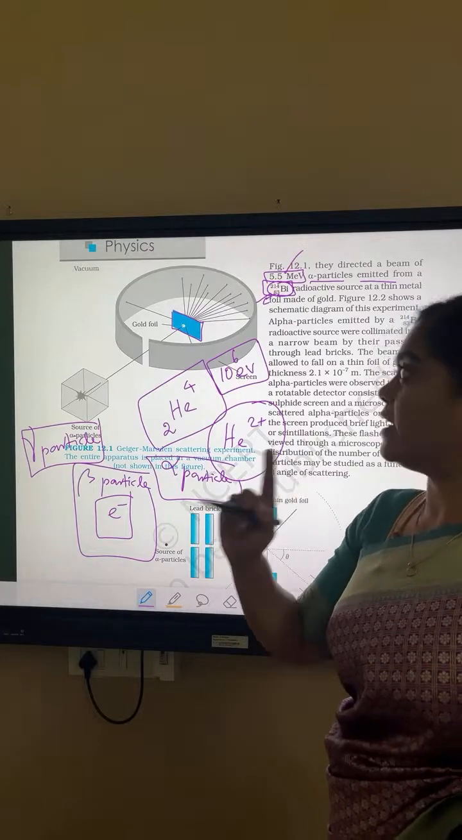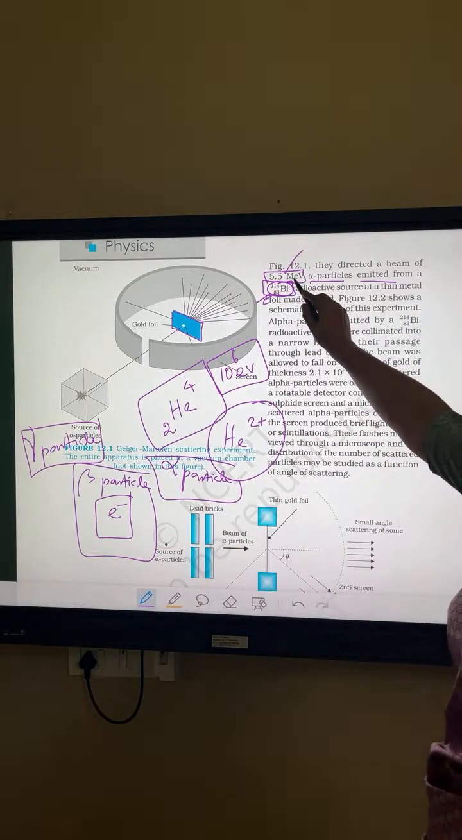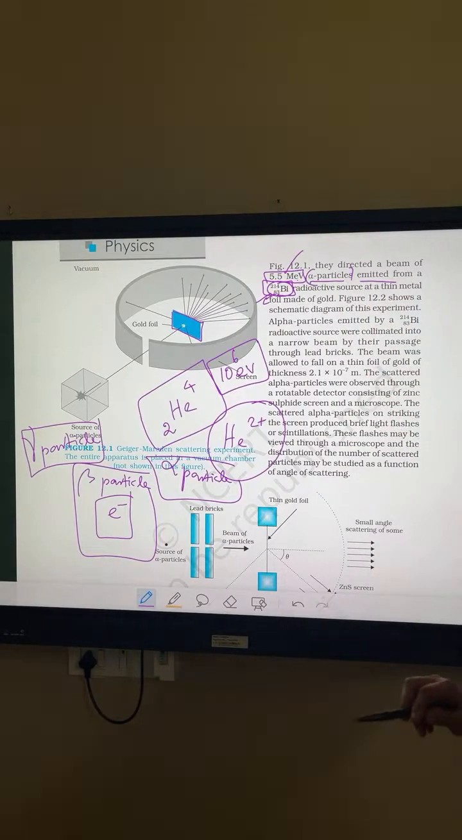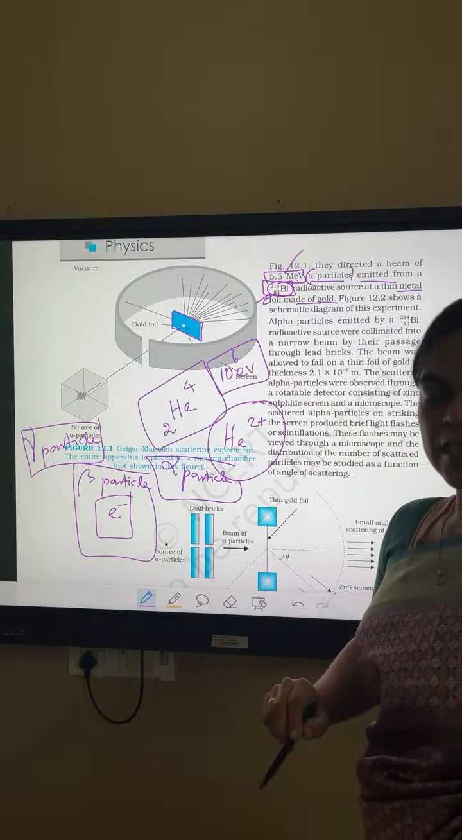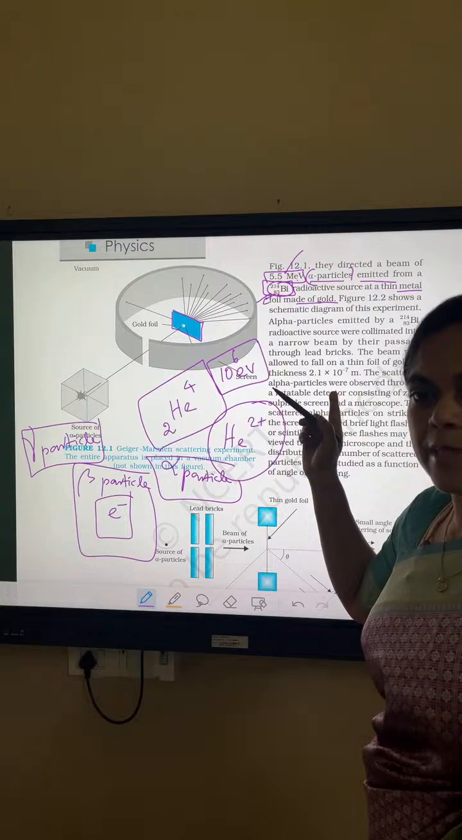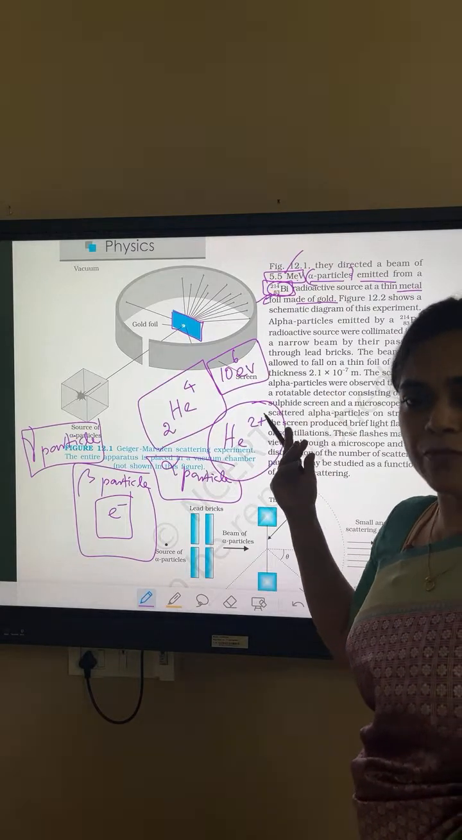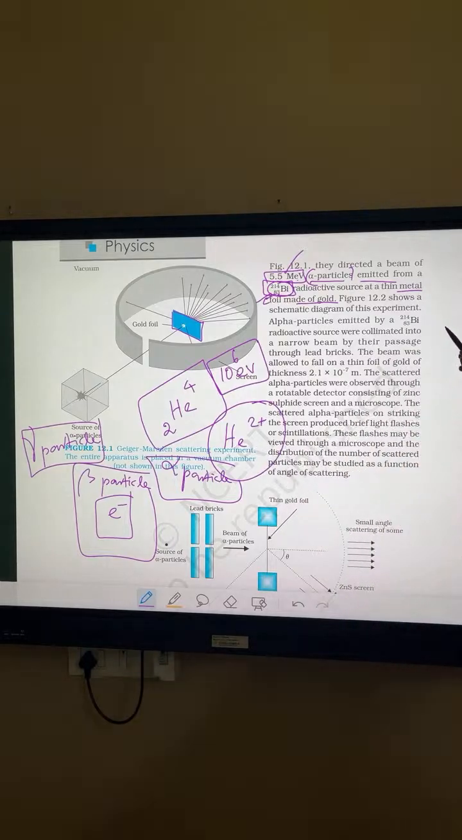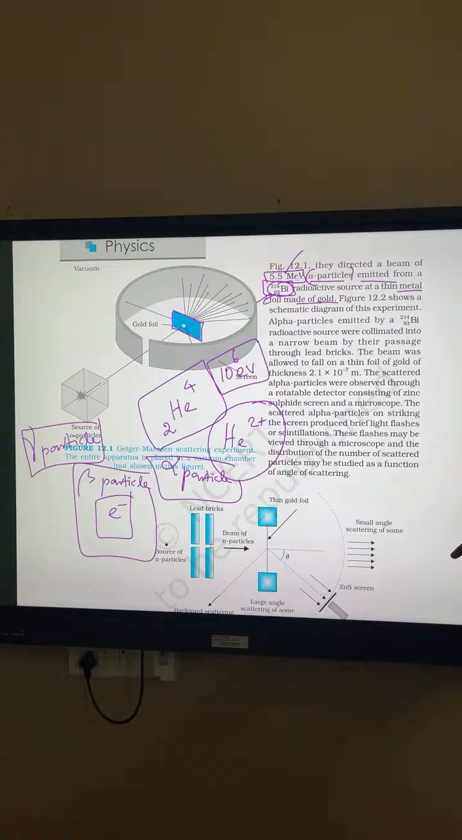So 1 million electron volt. Alpha particles with 5.5 million electron volt of energy are emitted from a bismuth radioactive source at a thin metal foil made of gold. So from this one experiment, how much energy is emitted? It's a very useful experiment they did in those days. Then this figure 12.2 shows it schematically.